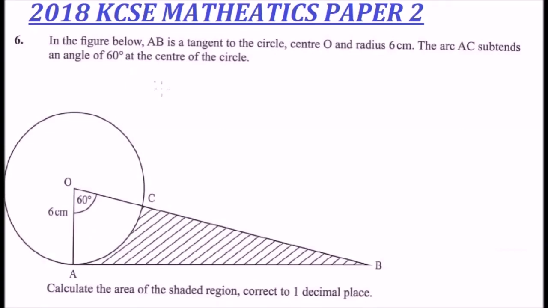So this is 2018 KCSE Mathematics Paper 2, question number 6, where we are told in the figure below AB is a tangent to a circle. So this is our tangent AB, center O and radius 6 centimeters. The arc AC subtends an angle of 60 degrees at the center of the circle. So we have the diagram here showing the angle, the radius, the tangent, and we are required to calculate the area of the shaded region.